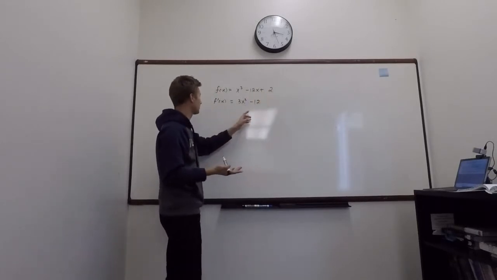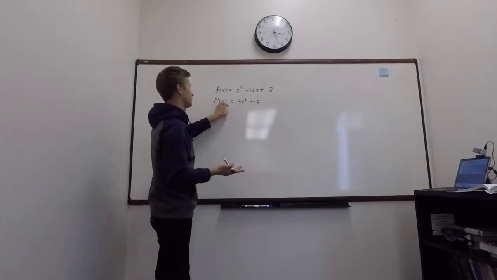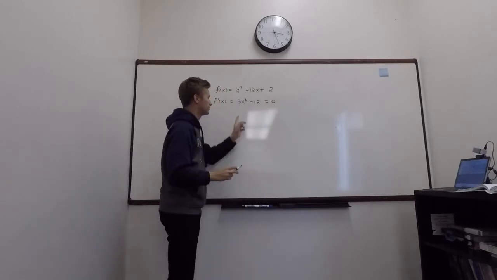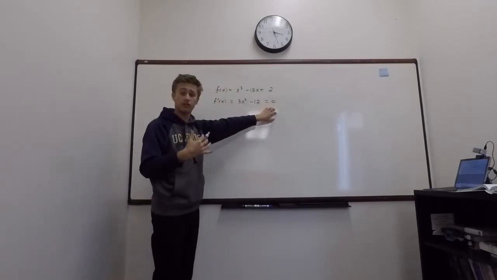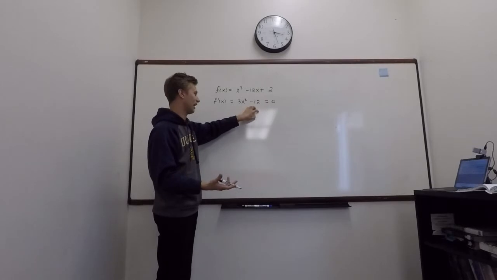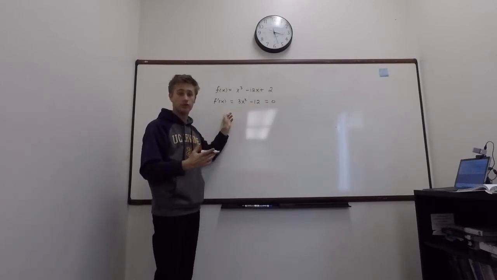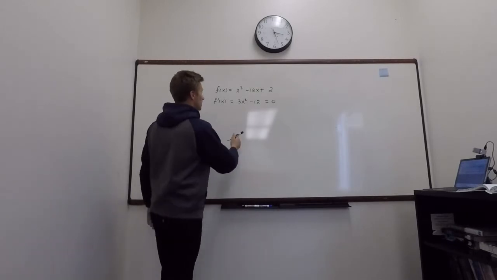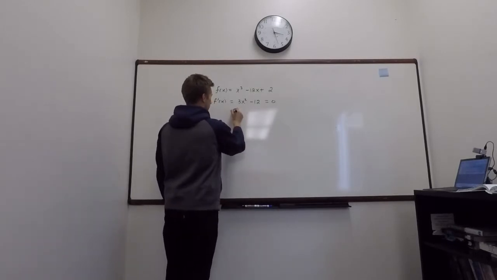So I have this. And what do I have to do? I have to set f prime to 0. So I'll do that. When you set f prime to 0, what you're finding are the critical values. You're finding values that make the derivative 0, and this is where the max or the min will occur. Okay, very well. So I have to solve this.